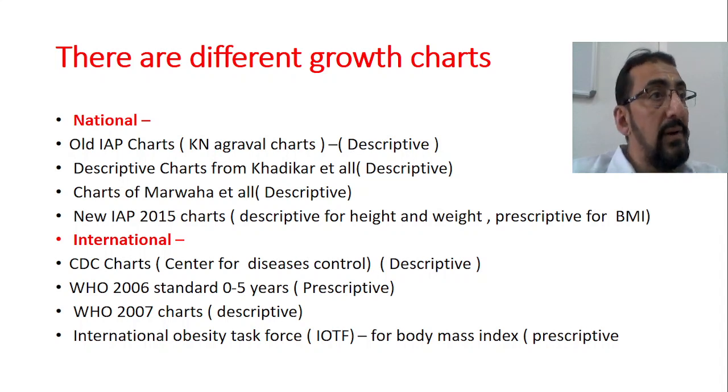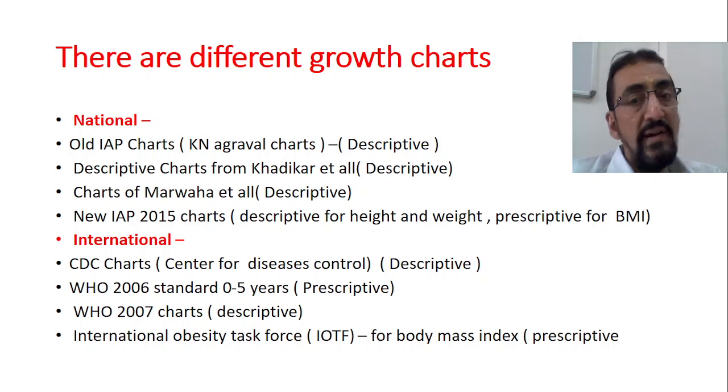Similarly, at the international level, CDC charts, Centers for Disease Control, are available. Again, this is descriptive. We said prescriptive or standard is more important or more accurate. WHO 2006 standard for 0 to 5 years is a prescriptive chart, a standard chart. WHO 2007 charts are again descriptive. The International Obesity Task Force, IOTF, for body mass index is also prescriptive.